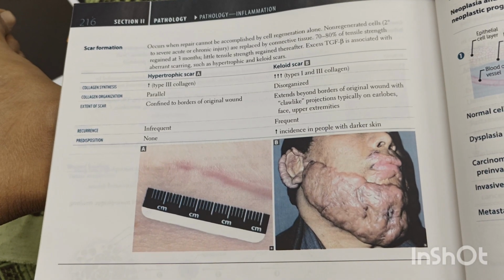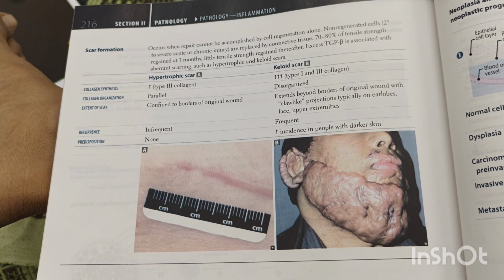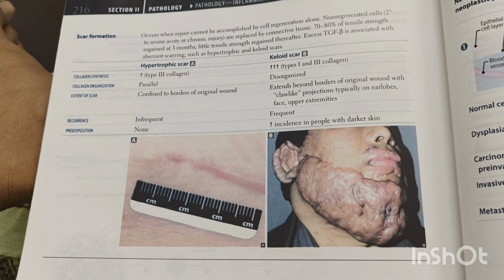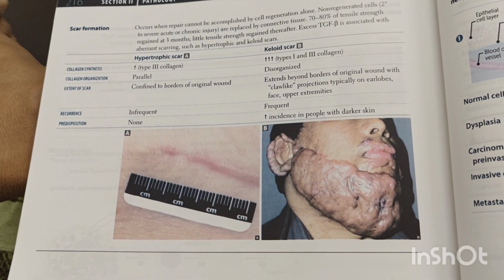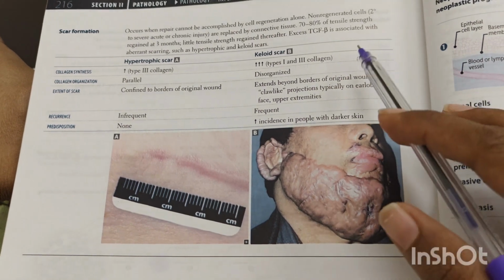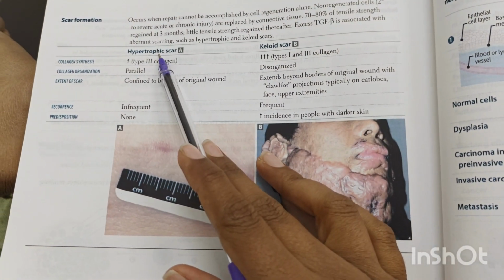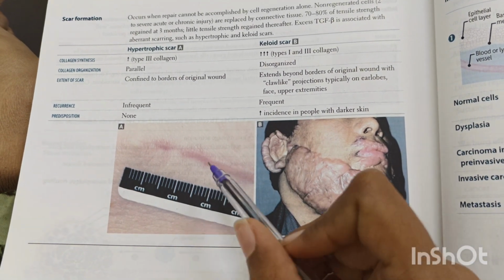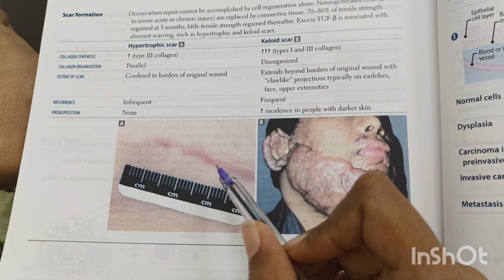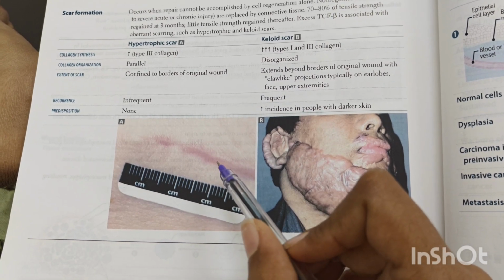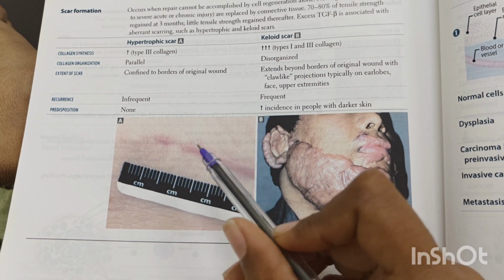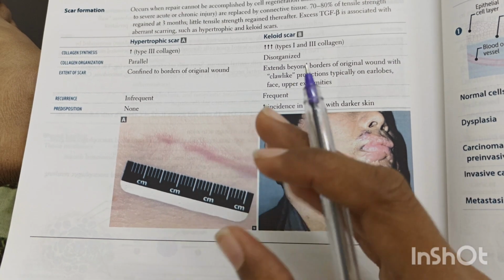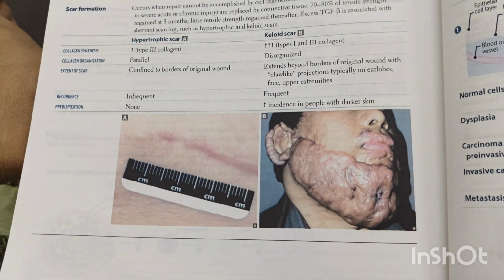Now let us see about scar formation. Scar formation is seen mainly in the repair system of wound healing, where type 3 collagen is converted to type 1 in the presence of collagenase and zinc. We know that. Sometimes if there's excess TGF beta, that is associated with abnormal scarring, like hypertrophic scar and keloid scar. This is the hypertrophic scar because there's more collagen 3, and you can see it's parallel in organization, and this scar is confined to the borders of the original lesion. Recurrence is infrequent, and it doesn't have any predisposition, suddenly it comes.